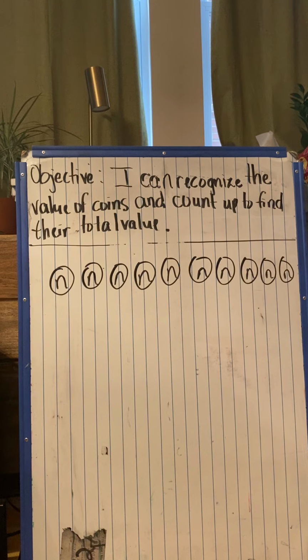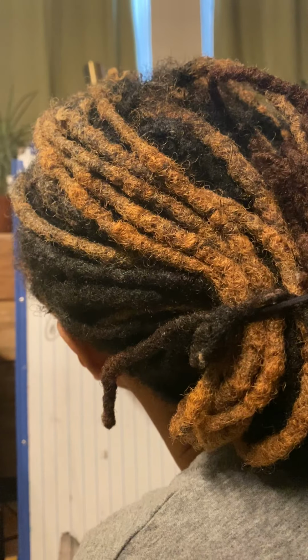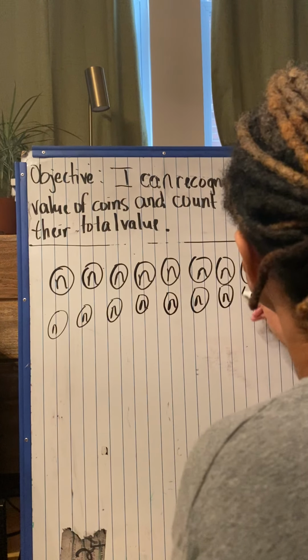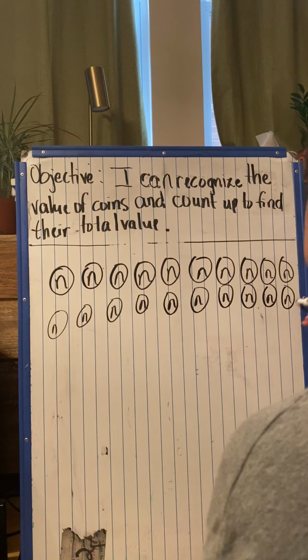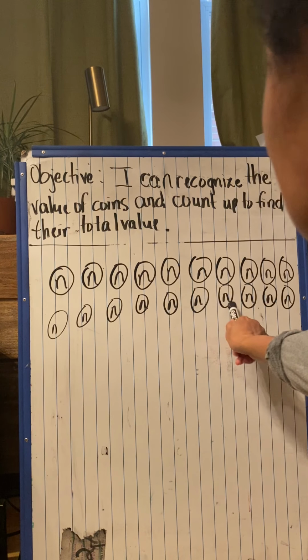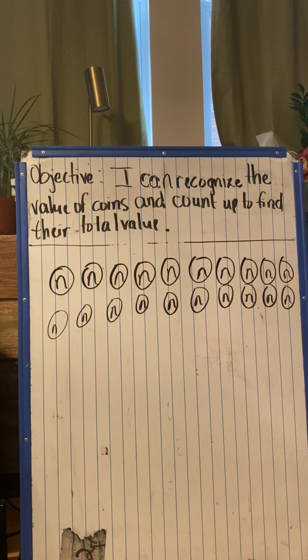Now let's say if I was working with a partner and they also had 10 nickels, how much would I have then? That means we will combine my 10 nickels or your 10 nickels with your partner's 10 nickels. So we already know that your 10 nickels has a value of 50. So we can just count on 55, 60, 65, 70, 75, 80, 85, 90, 95, 100.